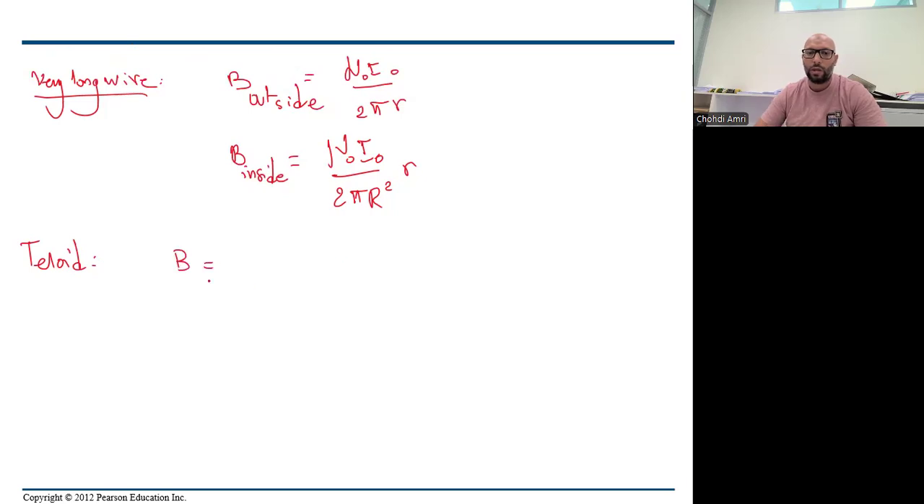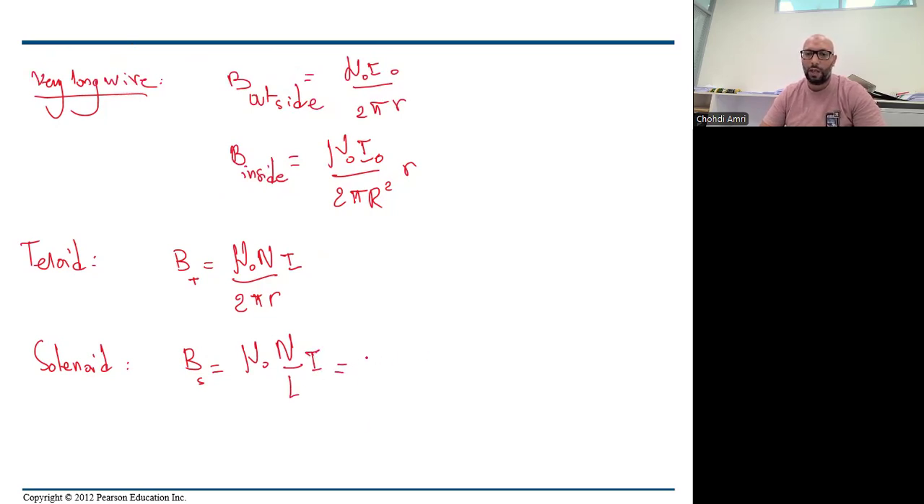For a toroid, B equals mu naught N I over 2 pi r, where N is the number of turns. For the solenoid, B equals mu naught N over L multiplied by I. And we call N over L the number of turns per unit length. That's all. Okay, we are done.